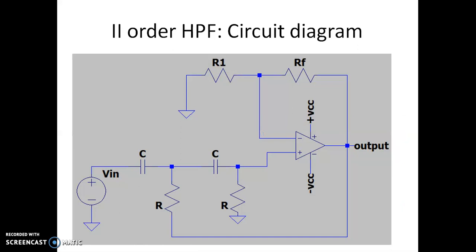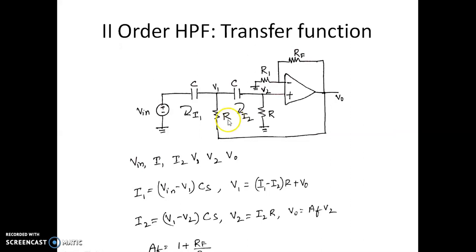This is the practical implementation of a high pass filter using an op-amp circuit. You can see there are two RC networks which constitute the second order filter. And of course, the gain with the expression 1 plus RF by R1 will control the overshoot of the response. Let us see the transfer function of this particular high pass filter circuit.